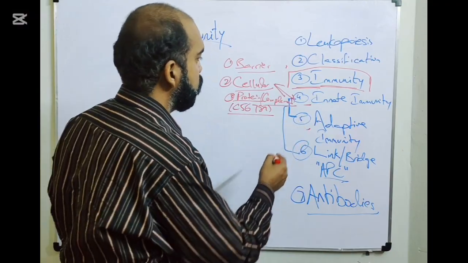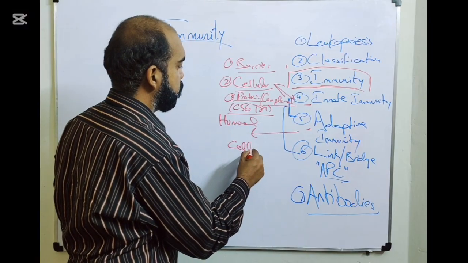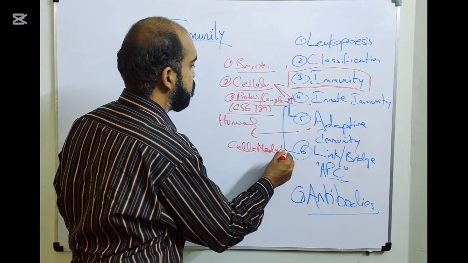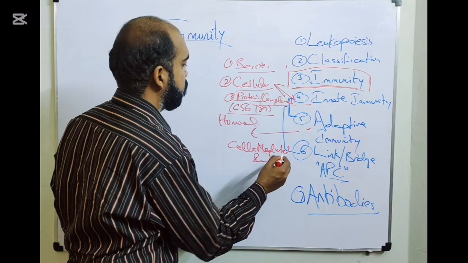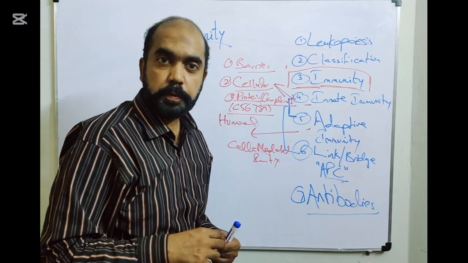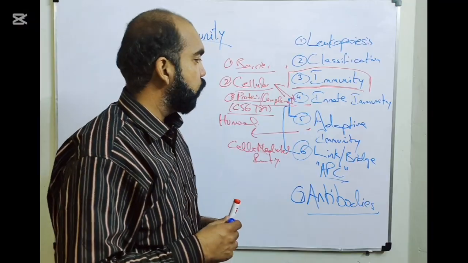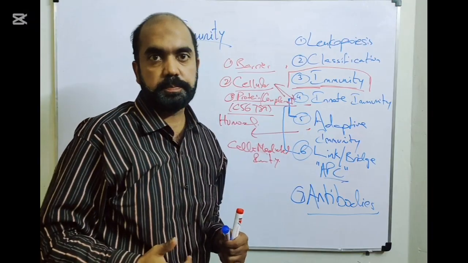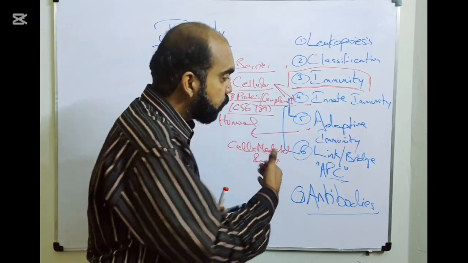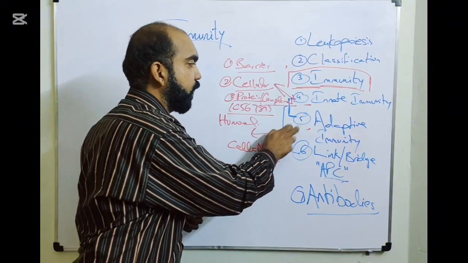In adaptive immunity, we have two types: humoral immunity and cell-mediated immunity. Humoral immunity means production of antibodies. So how are antibodies produced? Antibodies are produced with a sophisticated mechanism and process, which is antigen presentation. Antigen presentation is a process in which antigen is presented to T lymphocytes, which are also part of the adaptive immunity.